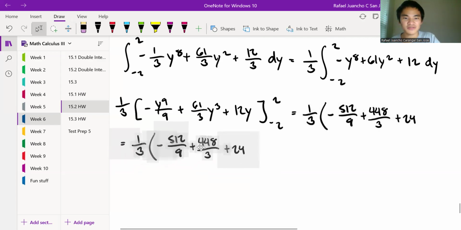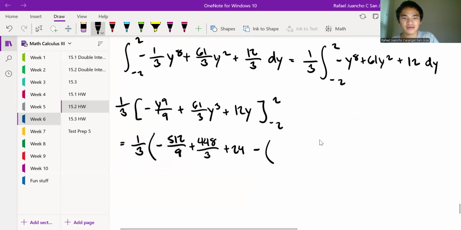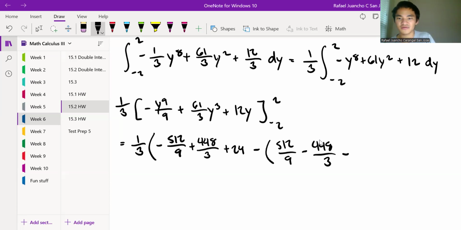Let me actually put this here because I know it's going to be a heck of a long ride. I'm going to subtract it to here. This is minus 2 to the 9, which gives me a negative number because it's an odd exponent. So I'm going to leave it positive. So we have 512 over 9. This one is a negative number, so this is minus 448 over 3. And then this one is 24, so this is minus 24.